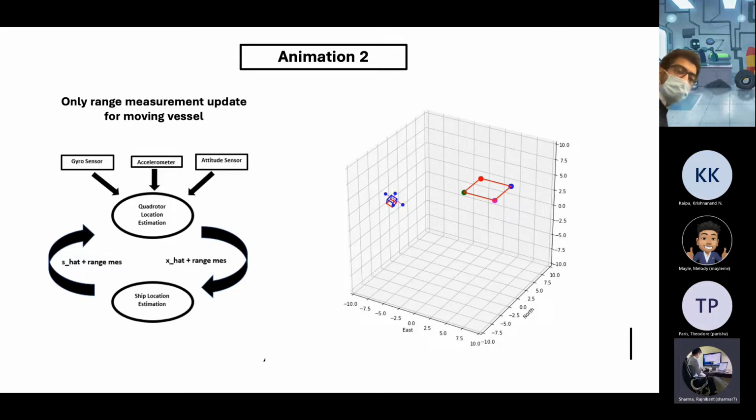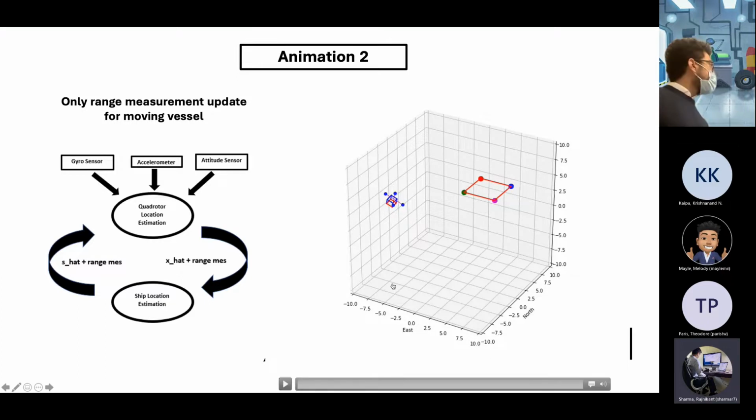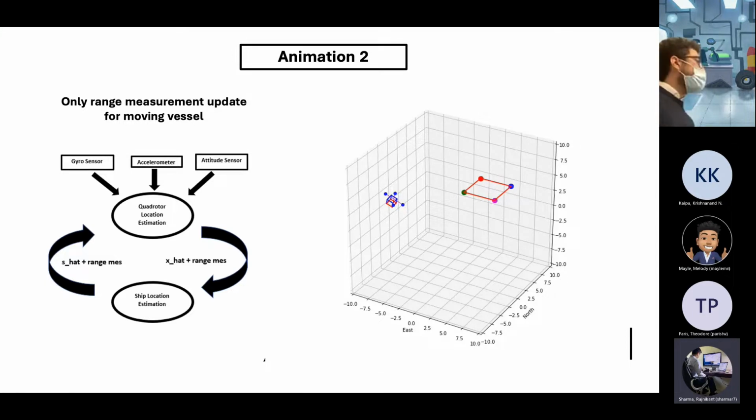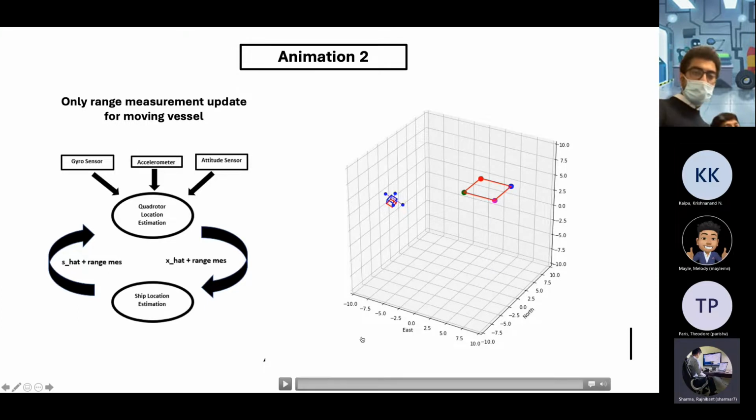Earlier we were getting ship speed and ship's angular speed, but in this case we have assumed that there are 3 landmarks on the quadrotor as well. So the ship is estimating its location with the help of landmarks from the quadrotor. In total there are 6 landmarks: 3 are on the quadrotor, 3 are on the ship. The quadrotor is estimating itself with the ship's landmarks and the ship is estimating itself with the quadrotor's landmarks. So no additional sensor information on the ship is used in this approach.